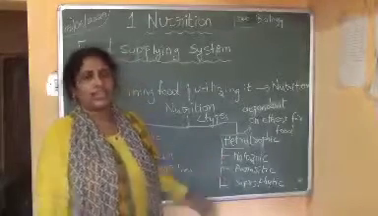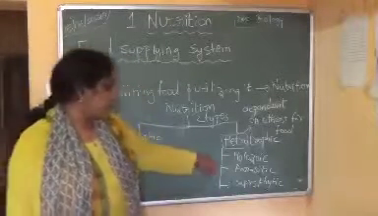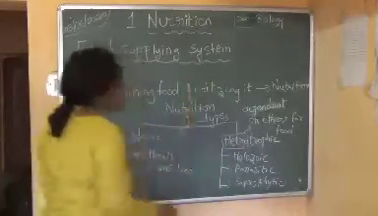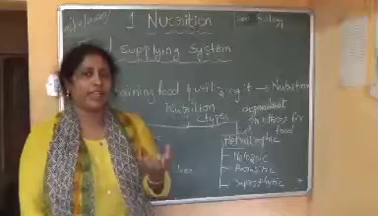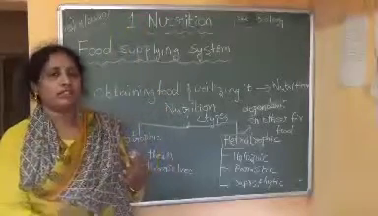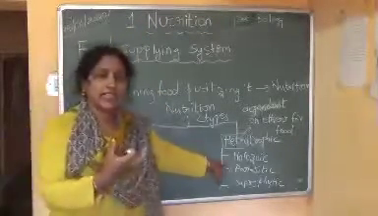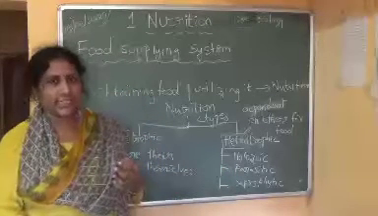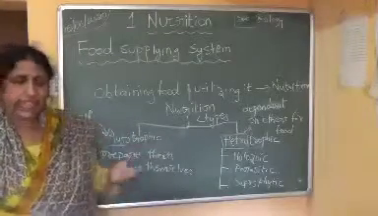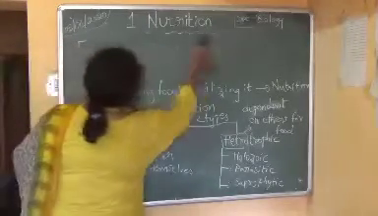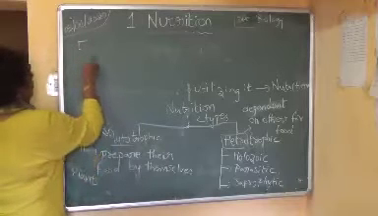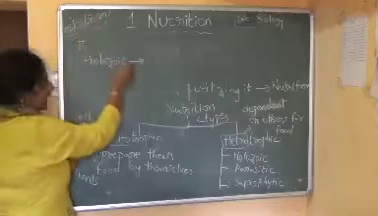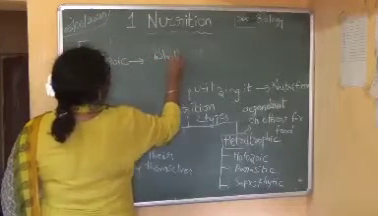Holozoic. What is holozoic type of nutrition? Holozoic means taking the food completely as a whole. For example, you are taking an apple, you are eating the apple whole. So holozoic means taking the whole food, complete food, digesting it, and taking the nutrients from that.